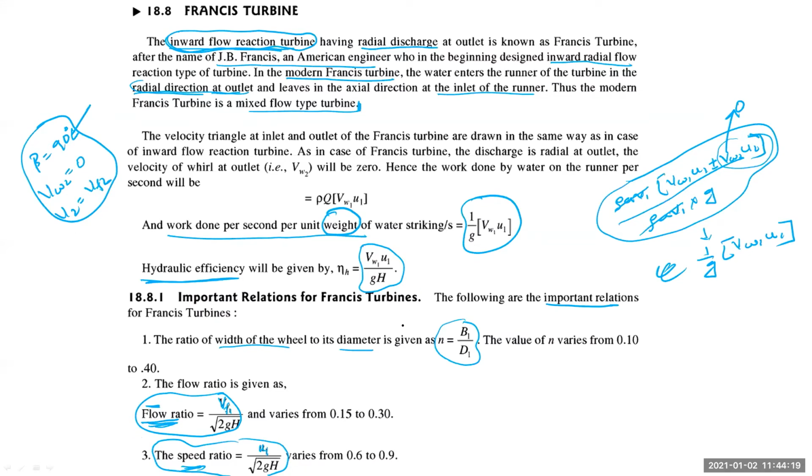As I have told you, this is nothing but an inward flow reaction turbine. So you have to use the same way we were solving our numericals related to the inward flow reaction turbine. Let's solve one numerical. All of you be ready. First, we will write the given data. Then we will write how we can correlate those given data with the formula that is in our mind.